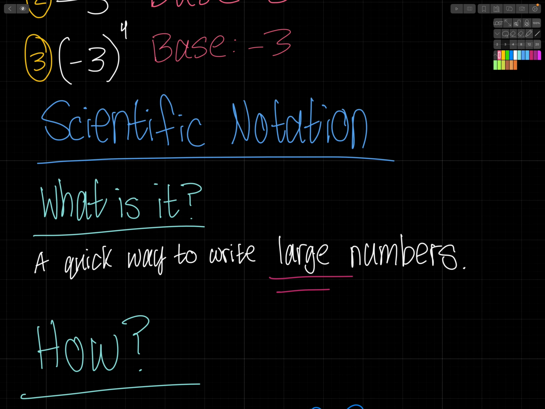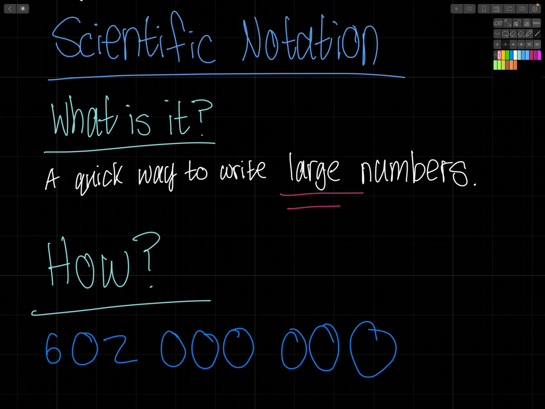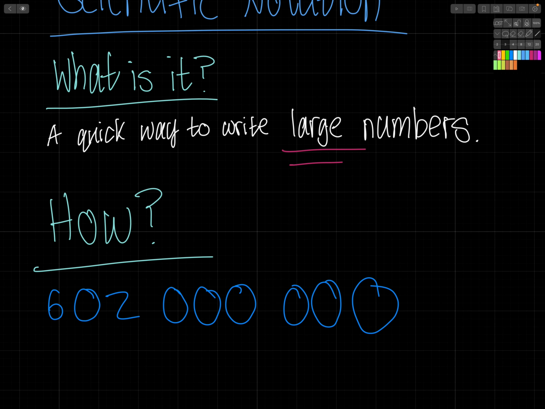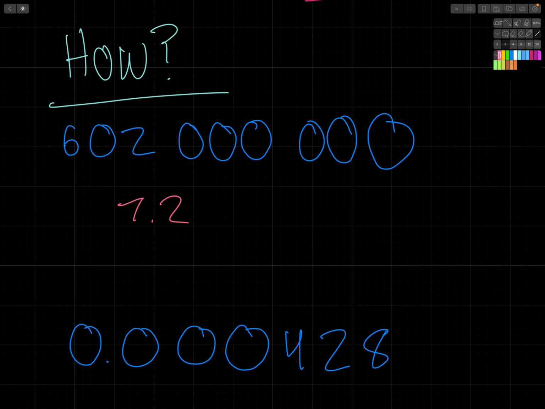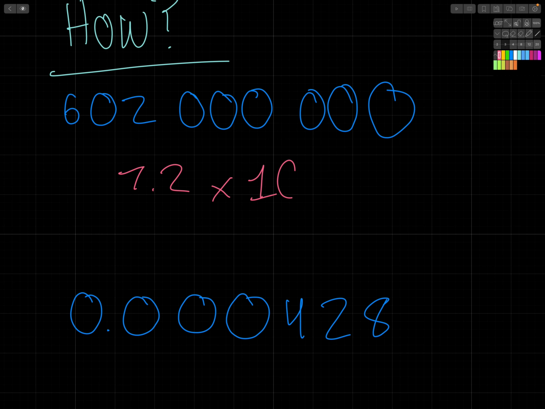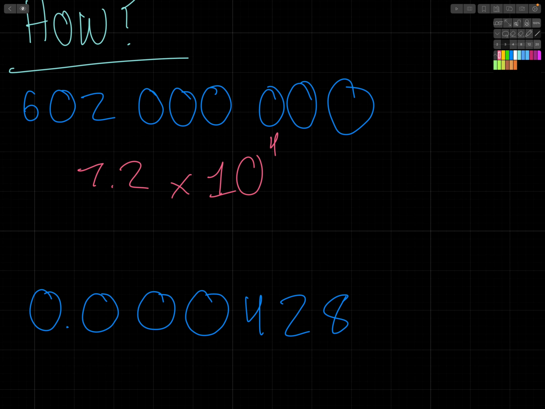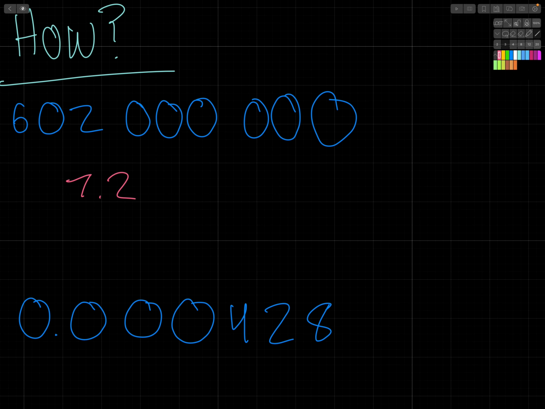Now let's get into scientific notation. So what is scientific notation? So it's a quick way to write large numbers. So how do we do it? So first, let's look at this example. We have this huge number, right? So we have 602 million. So how do we write this in scientific notation? So in scientific notation, you always want like a number, right? So let's just say like 7.2. And you times that by 10 to the power of like, I don't know, 4, 8, whatever you want.